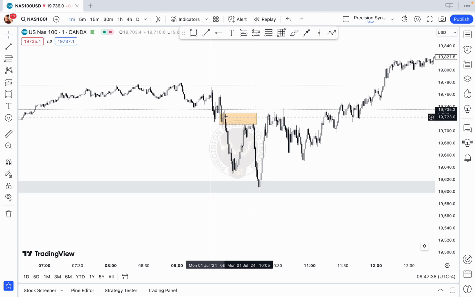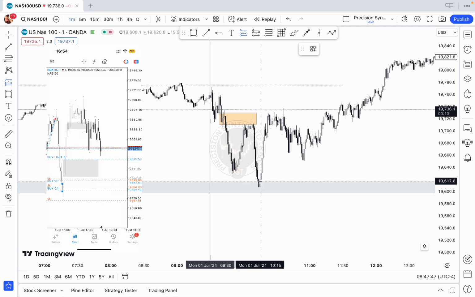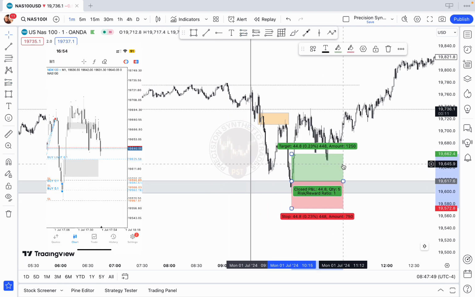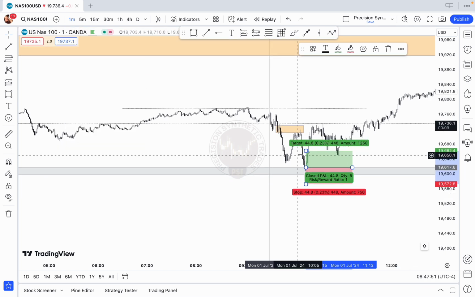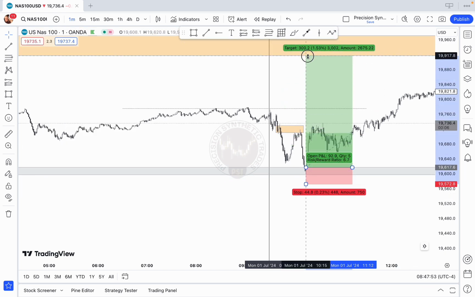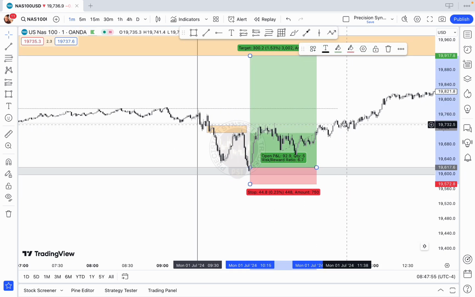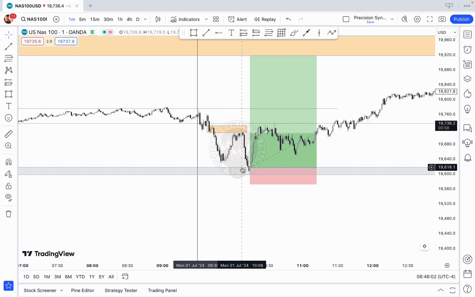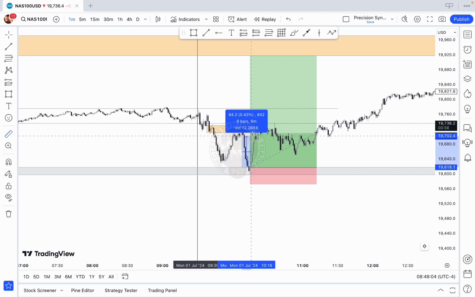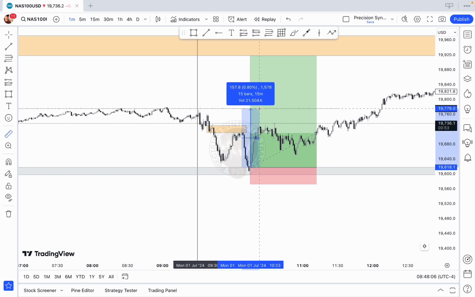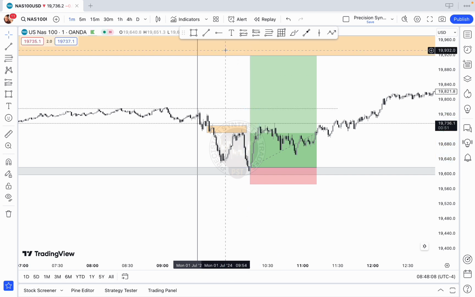So price was pushing down from this level into our 1 hour order block. I bought again. And where's my target? My target is this OTE level. Like I said, let's just measure it quickly. 1,600. Yes, and I entered my trade.